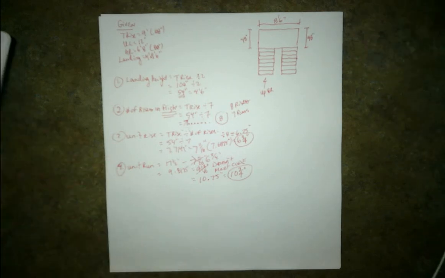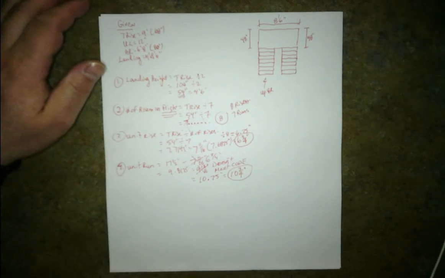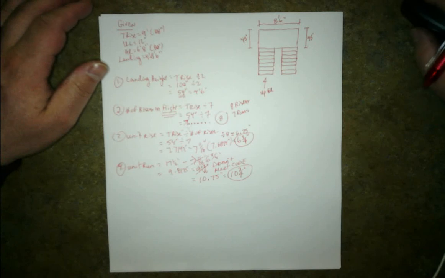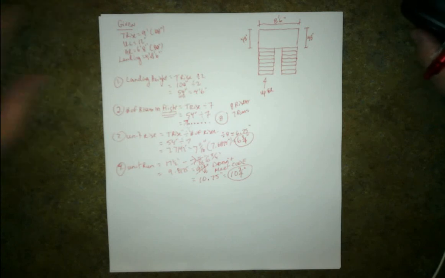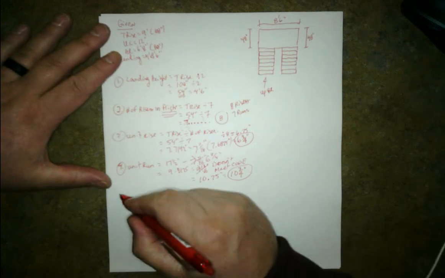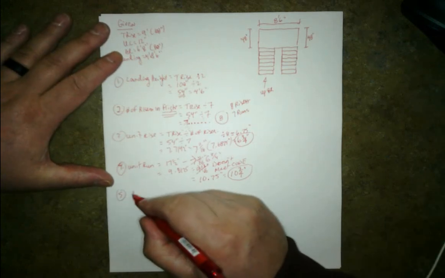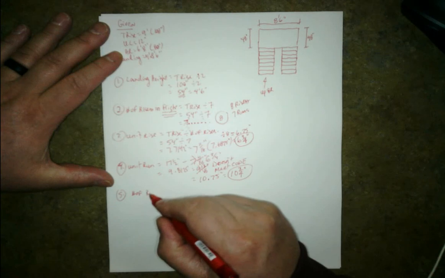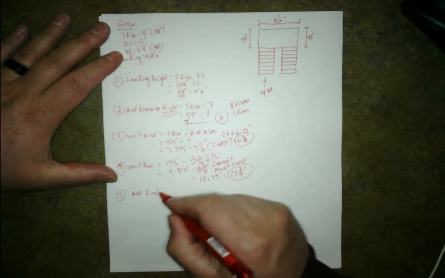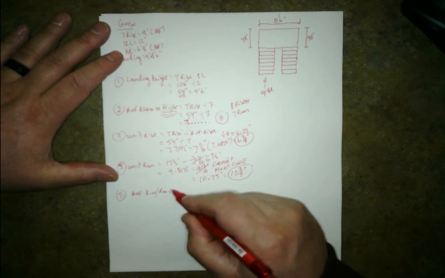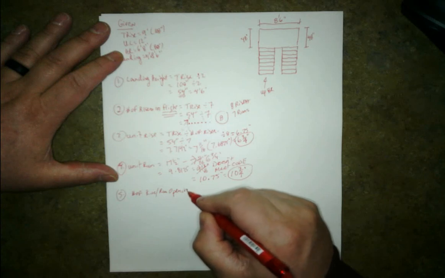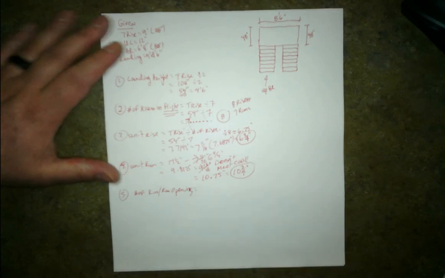Okay. So now we can continue with our problem there. We're happy with those numbers. So step 5 there is getting the number of rises or runs in the opening. So something that we've done several times, right? We need that to get our stairwell opening. So we'll get that out of the way.